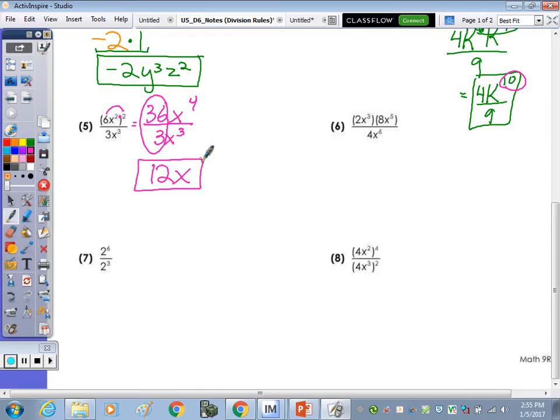Same idea in 6. So go ahead and multiply the numerator, and then we'll divide by 4x to the 6th. And what is 2x cubed times 8x to the 5th? Sarah? 16x to the 8th. Now when I divide, 16 divided by 4 is 4. x to the 8th divided by x to the 6th is x squared.